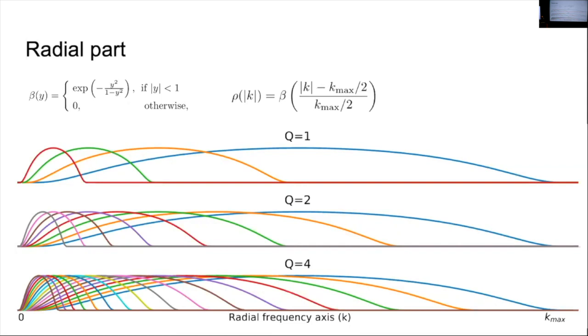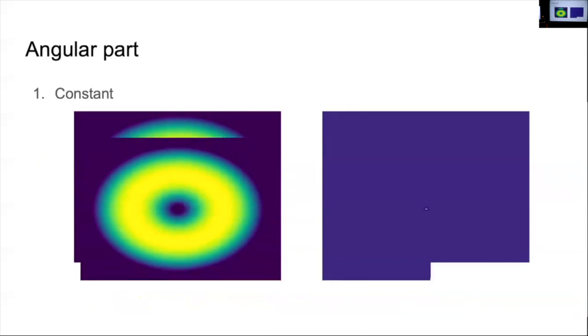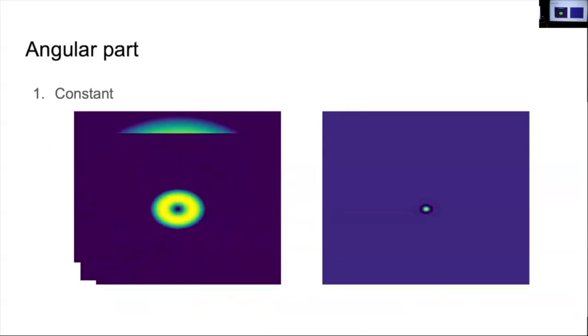Okay, now for the angular part. So what do we do once we've got that radial part? Let's look at the angular part. First idea is to, oh, interesting.